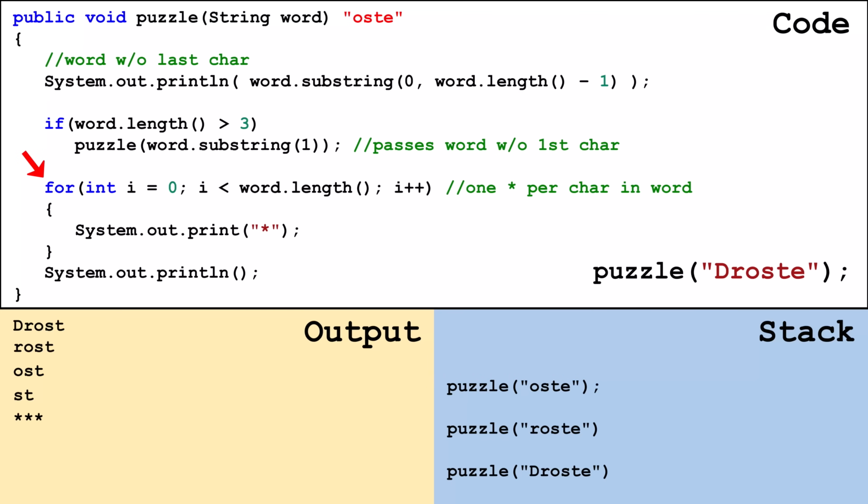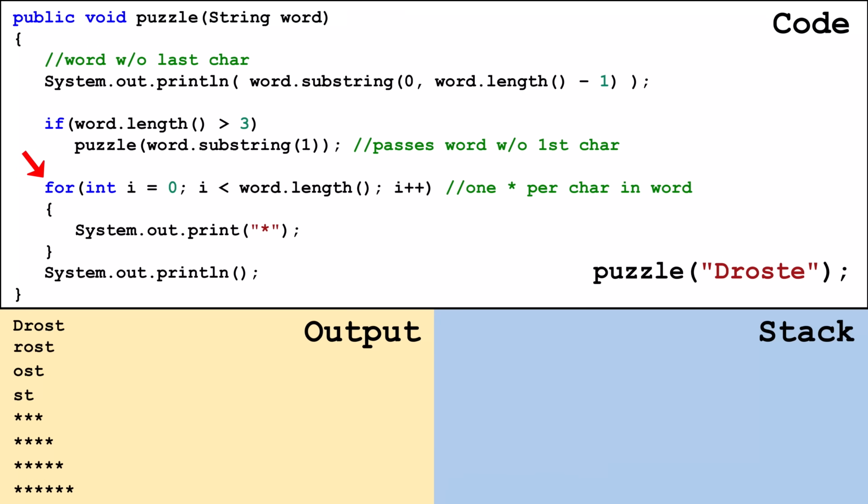Back to this frame, we pick up where we left off. It prints 4 stars and pops the frame off the stack. On this frame, we pick up where we left off. It prints 5 stars and pops the frame off the stack. On this frame, we pick up where we left off. It prints 6 stars and pops the frame off the stack. This is what we got when we passed the string DROSTE.